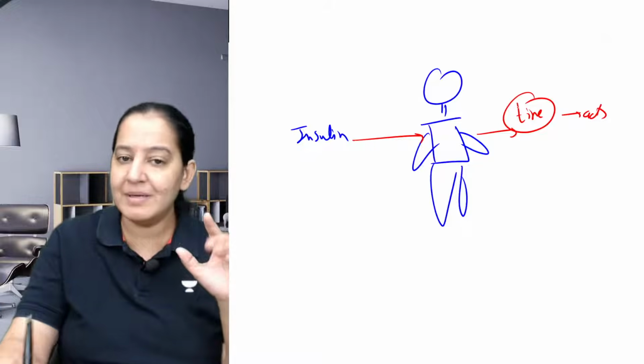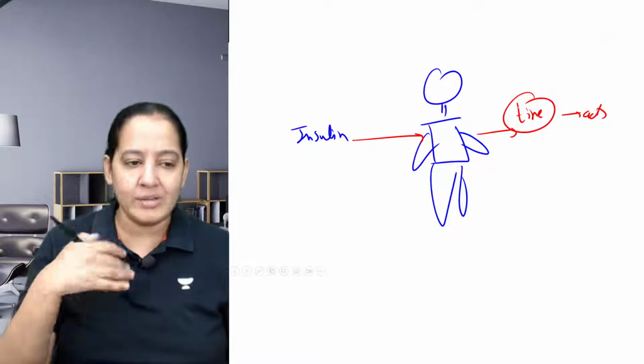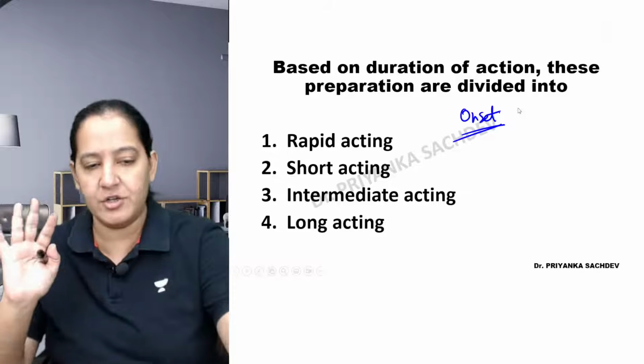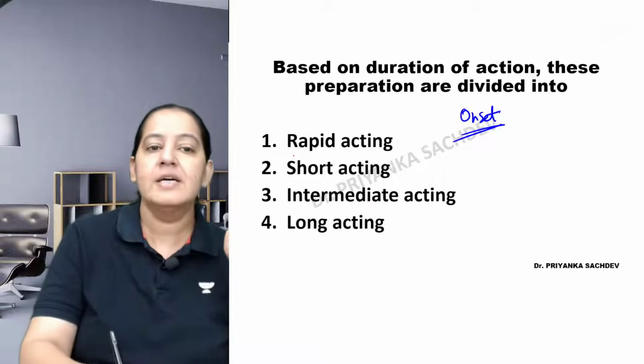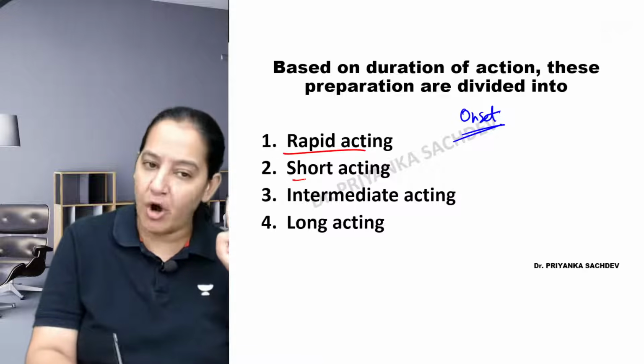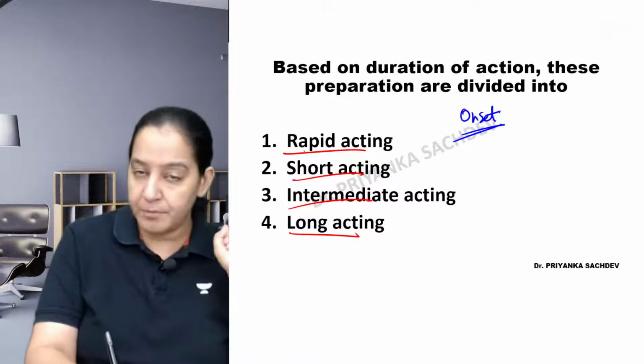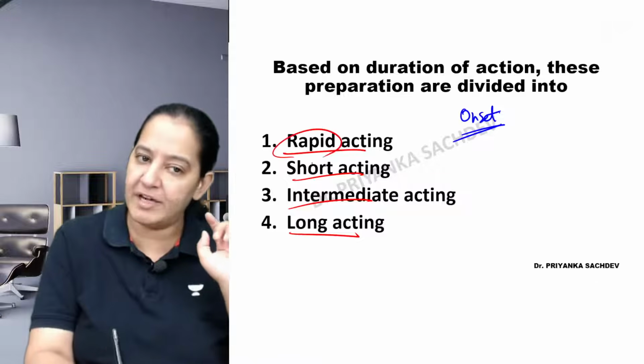So that time is known as onset. Based on onset, they are divided into 4 categories. Yes, Sachin. Rapidly acting, short acting, intermediate acting, and long acting. You must mind one thing: rapid and short are different.